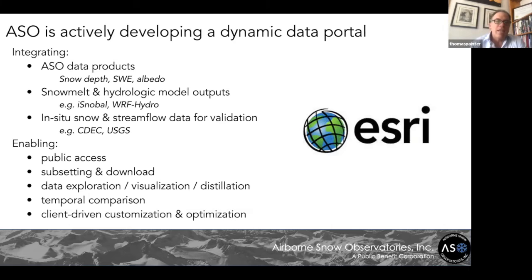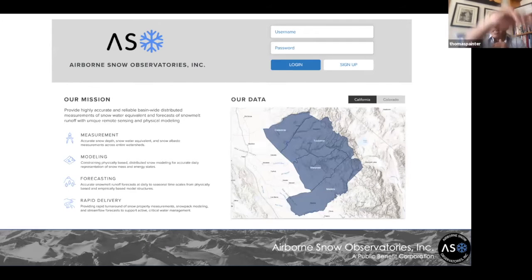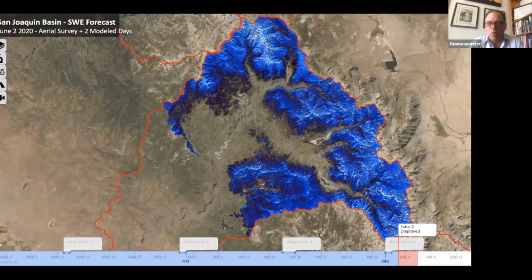And that's why we think it will likewise be valuable for the Department of Conservation for the California LiDAR program. And it's going to give access to the public, and then ultimately allow subsetting and download, data exploration and visualization tools, temporal comparisons, and then we'll also have some client-driven customization and optimization. This is just the present preliminary build-out front page that we have from our work with Esri, but this is really more of what it's going to look like.